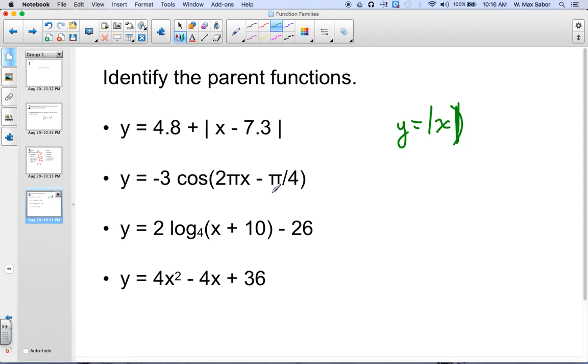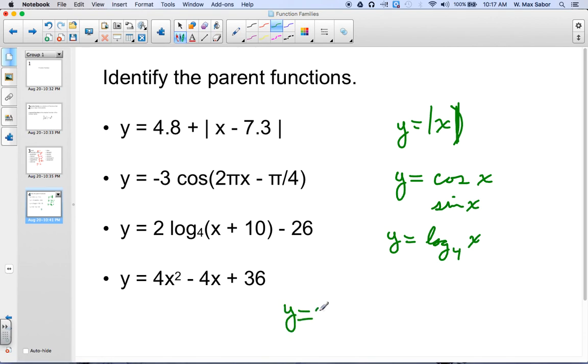If we have this, the most interesting part of this is the cosine, or you could argue that it is sine, but either one is a reasonable statement of saying that that is the parent function. Here you would say that log base 4 is the parent function, although if you really wanted to say it was natural log, you could say that as well. And here we have a quadratic function, so the parent function is y equals x squared. That's it.